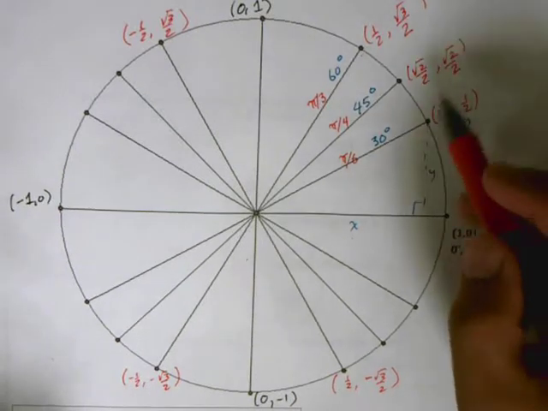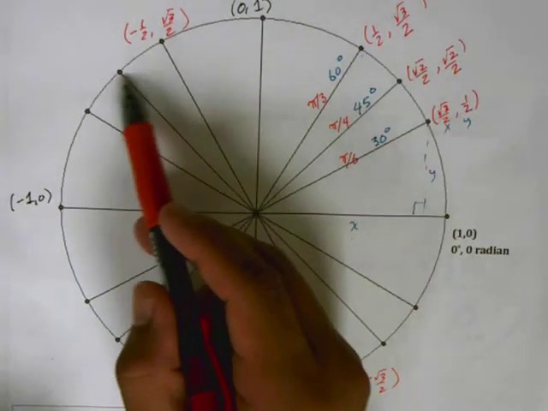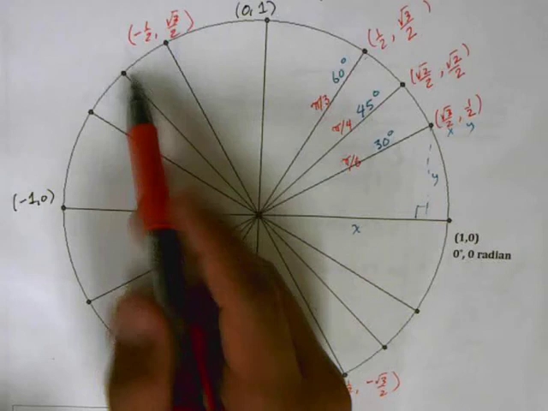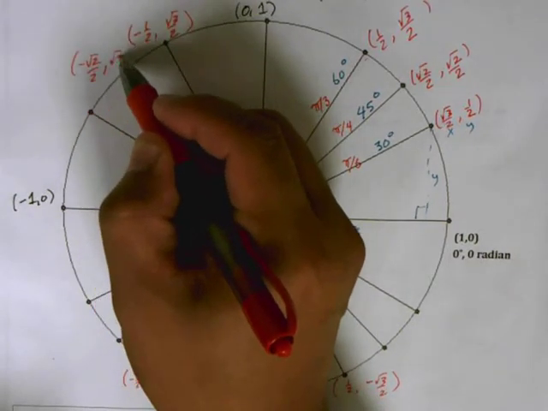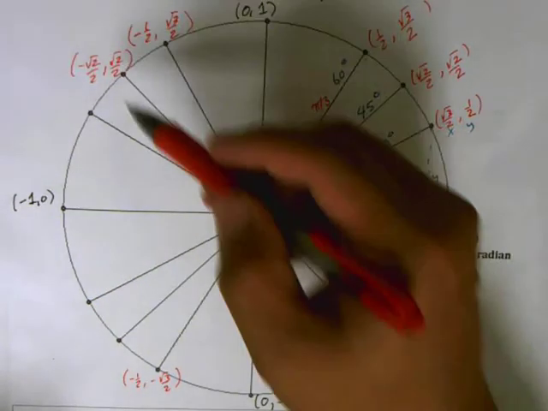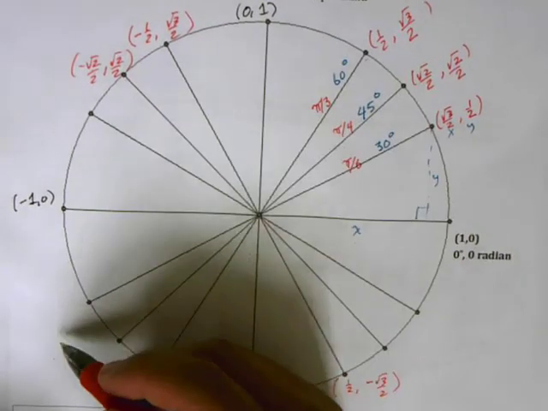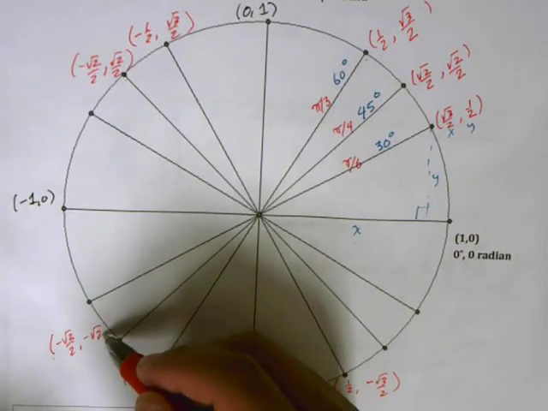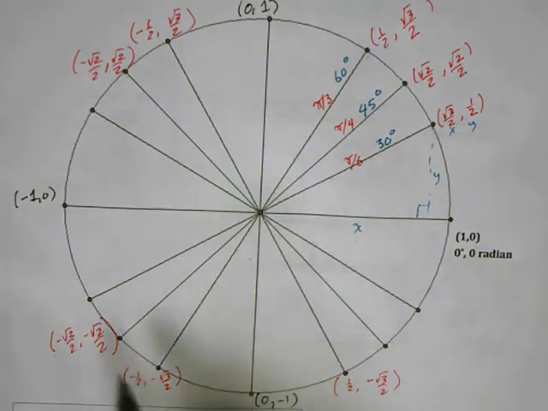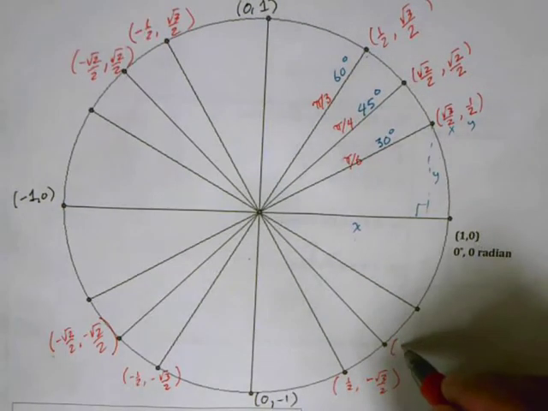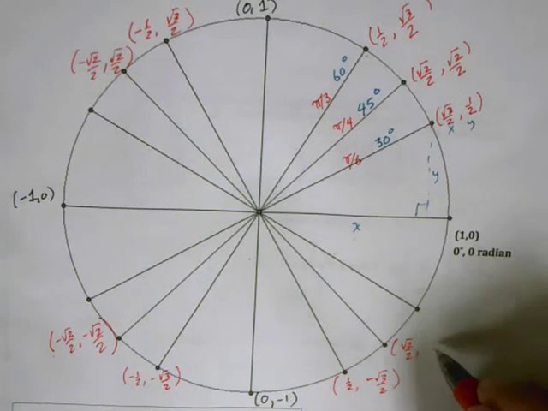Now let's do the one for 45 degrees. That's reflected across here. So this is negative root 2 over 2, root 2 over 2. Reflected downwards, down here, and this is negative root 2 over 2, negative root 2 over 2. Reflected across, this one is positive root 2 over 2, negative root 2 over 2.